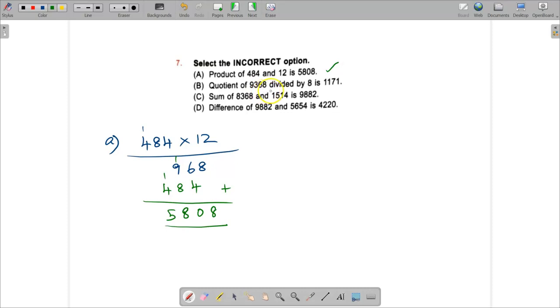The quotient of 9368 divided by 8 is 1171. So we need to divide the number 9368 by 8.